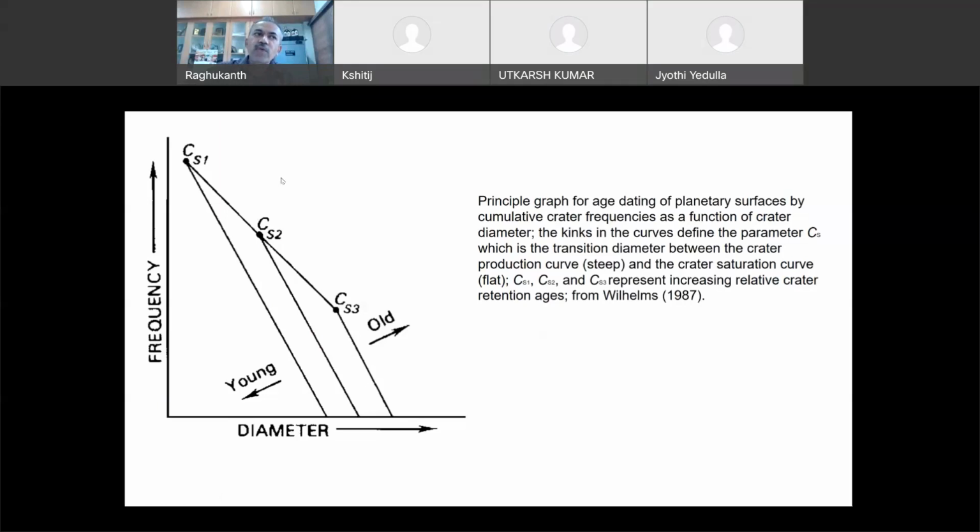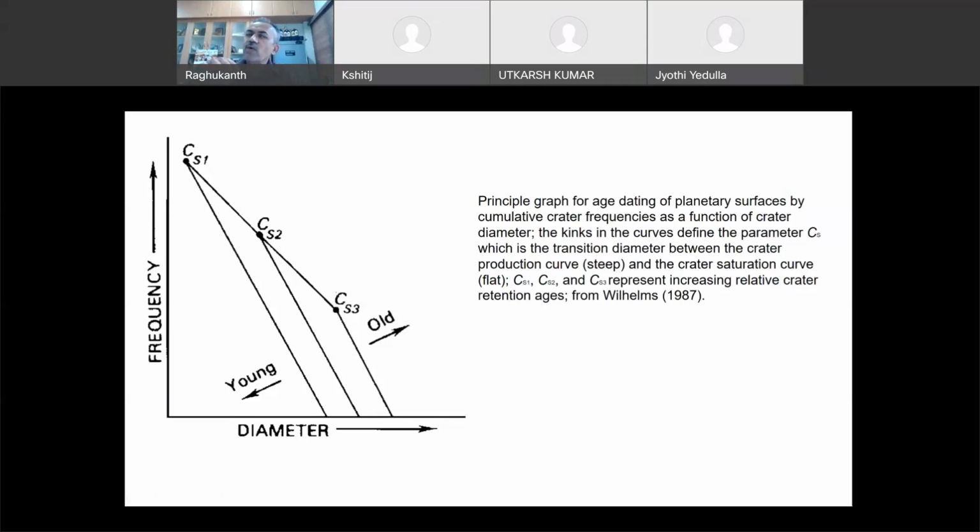Old means its frequency should be high. So this should be like this. This line will be a very old region, and this is a young region. So this is your stratigraphy, the relative ages. If you want to compare the craters in India and craters somewhere else, you count and then you plot them, and whichever is old or young, you can easily identify from these types of graphs. So this is the technique which we are going to use.